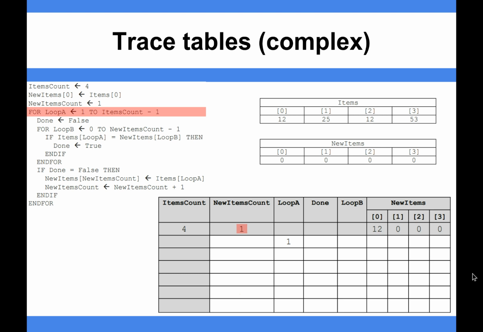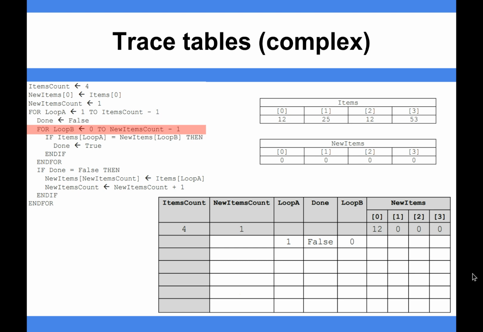So it says for loop A, 1 to items count minus 1. Items count is currently 4. So that means my loop is going to have to run from 1 to 3 because 4 minus 1. So that's fine. But for now, loop A, I'm going to write 1 because it's the first of those loops. Okay. Then done equals false. So I'll put false in for done there.